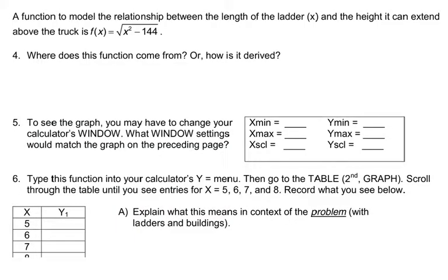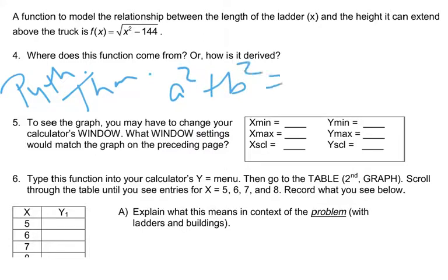Okay, so a function to model the relationship between the length of the ladder and the height it can extend above the truck is the square root of x squared minus 144, because that's basically what we were doing. Where does this function come from, or how is it derived? Well, what did we talk about at the beginning that you learned maybe in junior high? That's going to be the Pythagorean theorem, which was your a squared plus b squared equals c squared. And we just moved things around and unsquared it, which meant take the square root.